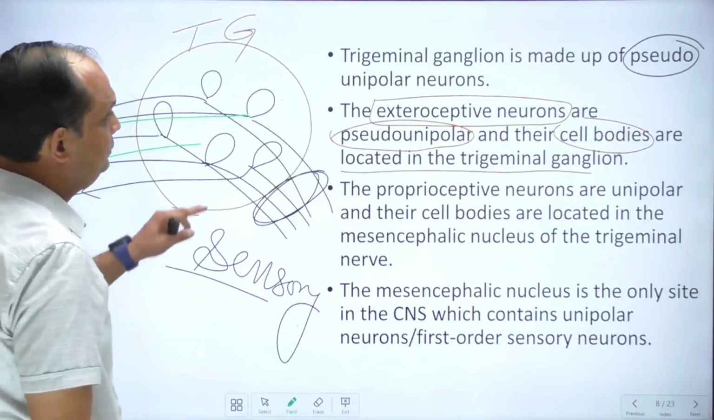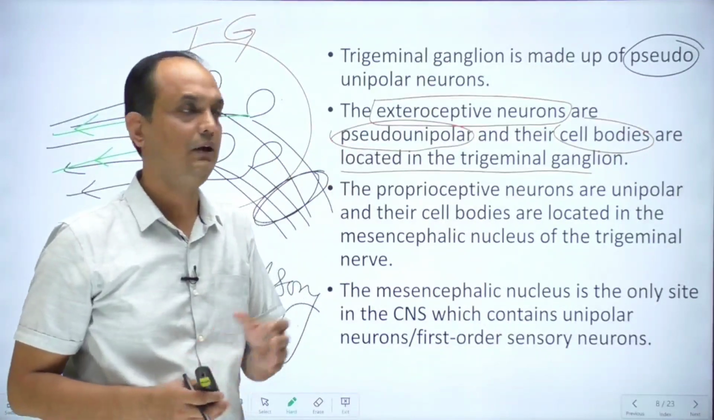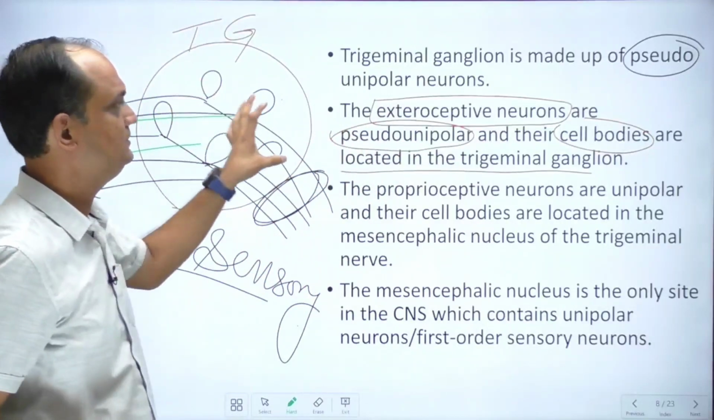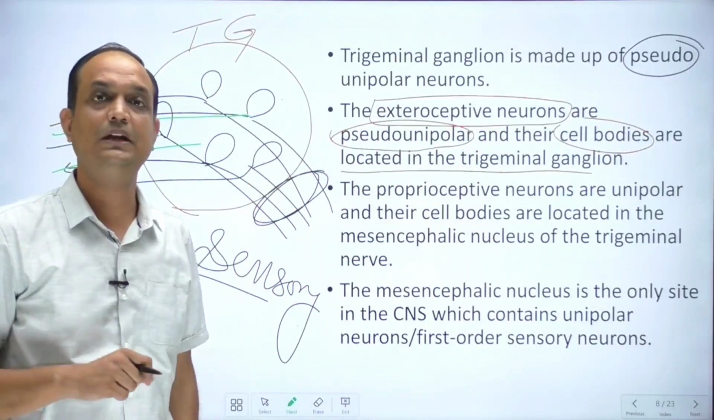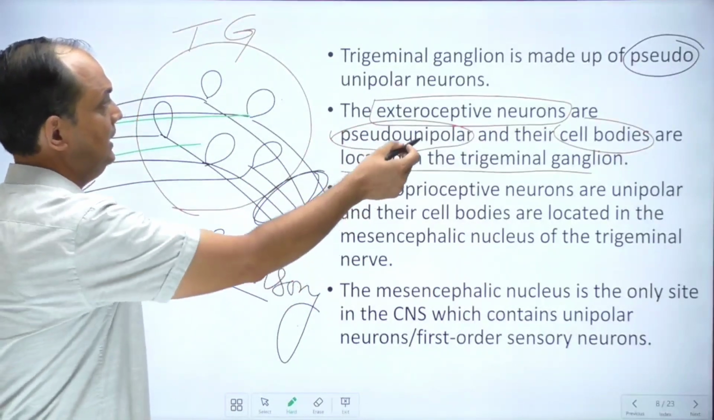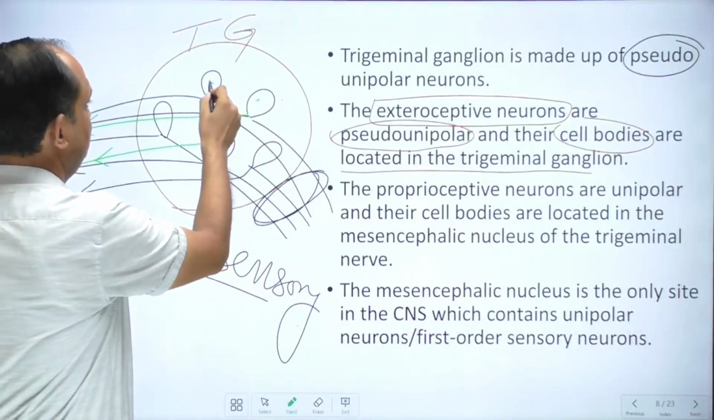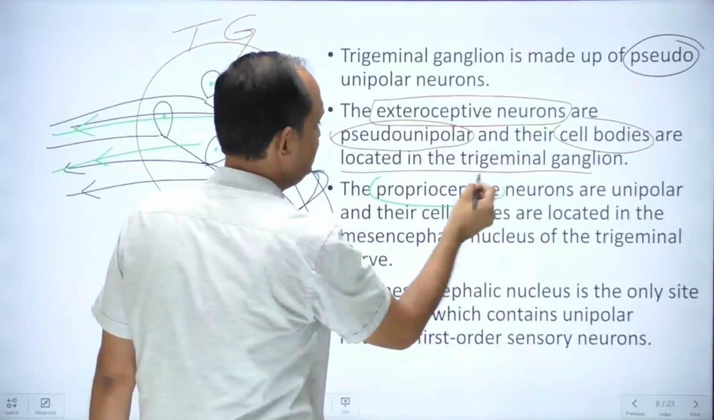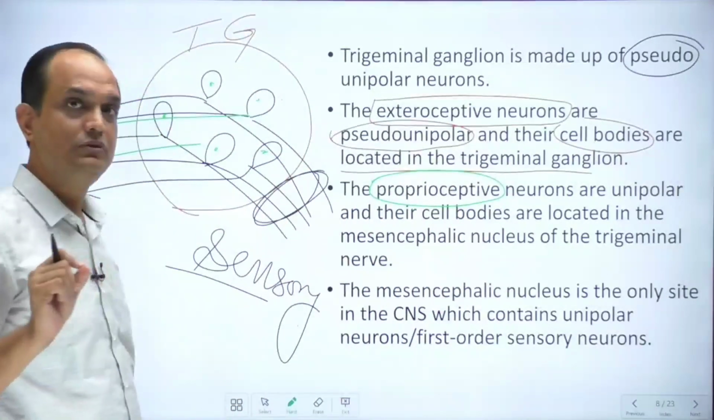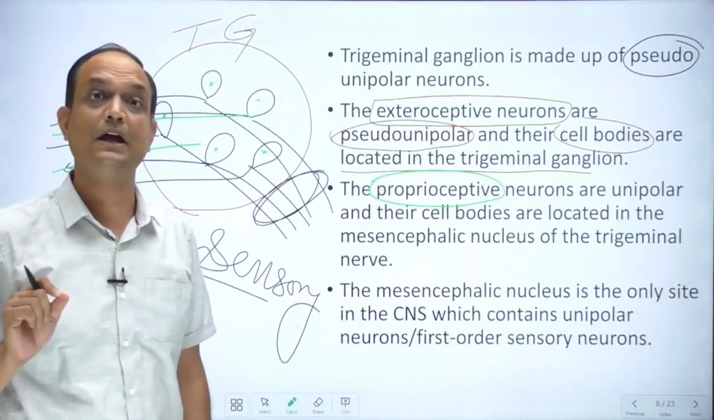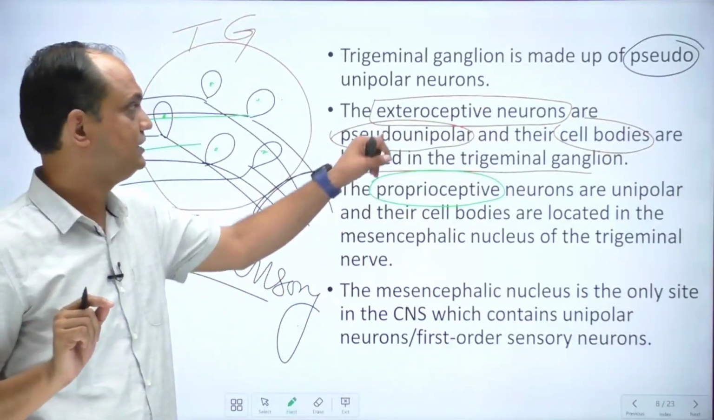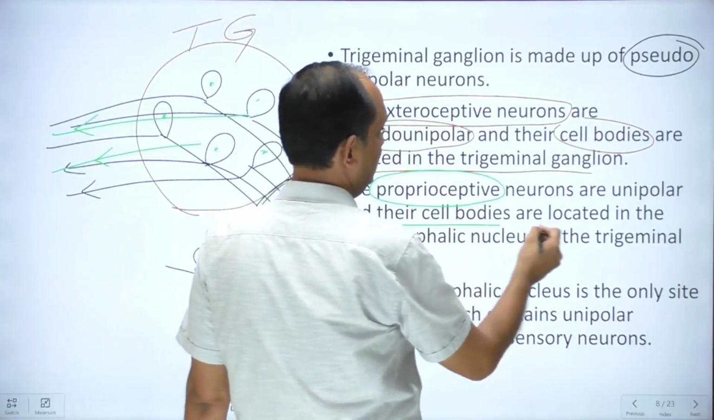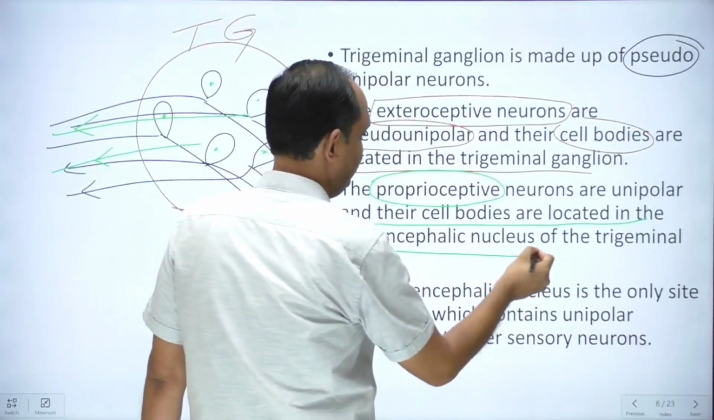So here it is written exteroceptive neurons. Exteroceptive neurons means the neurons which are carrying touch, pain, temperature. Their cell bodies are present in the trigeminal ganglia, while the proprioceptive neurons, the neurons that are carrying proprioception, not exteroception but proprioception, their cell bodies are located in the mesencephalic nucleus.